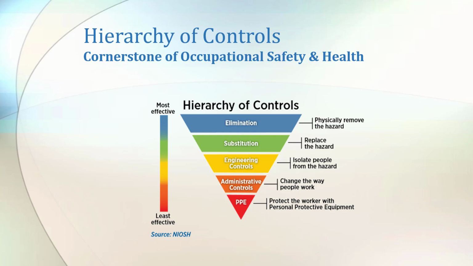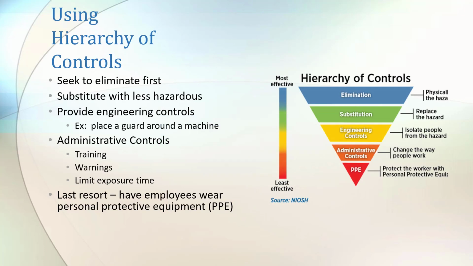Administrative controls are policies, procedures, and the way people work. And then PPE is protective equipment, that's the least effective because it relies on the worker using it correctly. So just to wrap this up, you want to seek to eliminate first, substitute with less hazardous, provide engineering control. Our example here is placing a guard. Then you have administrative controls.